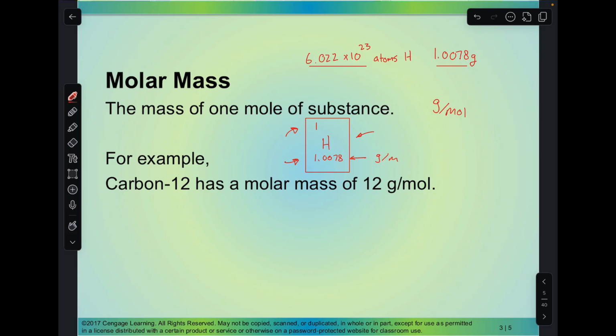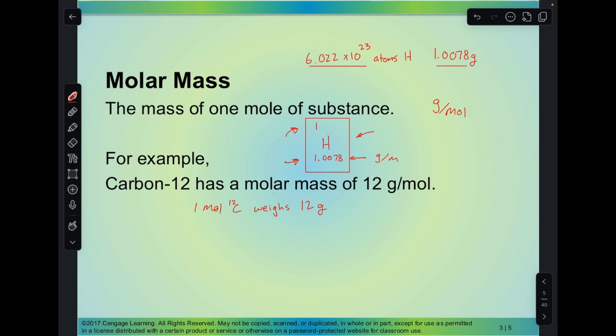If we use carbon-12 as another example, we have a molar mass of 12 grams per mole, because 1 mole of carbon-12 weighs exactly 12 grams. 1 mole of 12C weighs 12 grams.